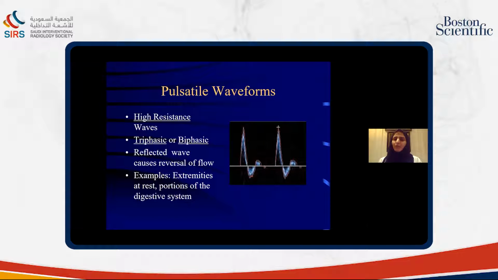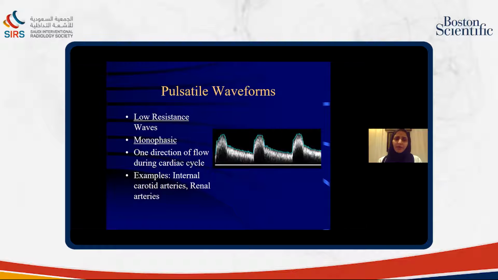We'll talk about waveforms. We have two types of waveform: high resistance waveform and low resistance waveform. High resistance waveforms, we call it normal. We have triphasic and biphasic also. Triphasic and biphasic, we consider as high resistance. Reflected wave causes reversal of flow. For example, we see this type of flow in the extremities, upper and lower. Also, we see it in the superior mesenteric artery when we have an empty bowel or when the patient is fasting.